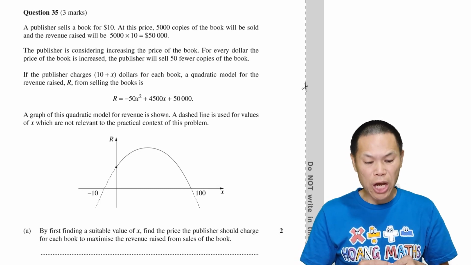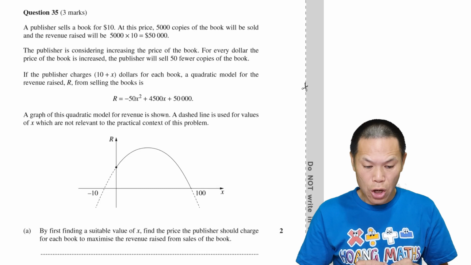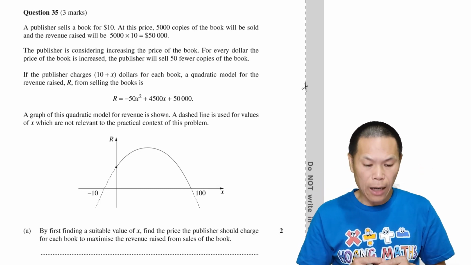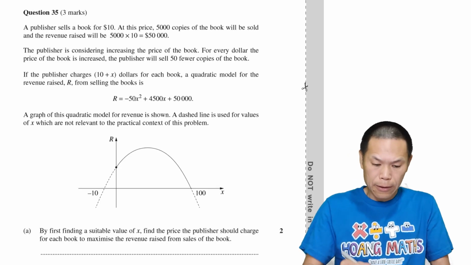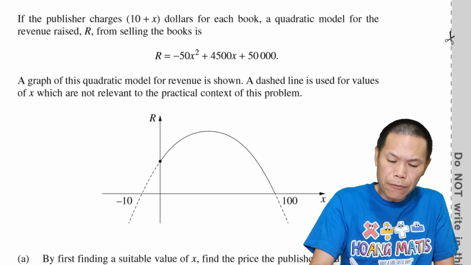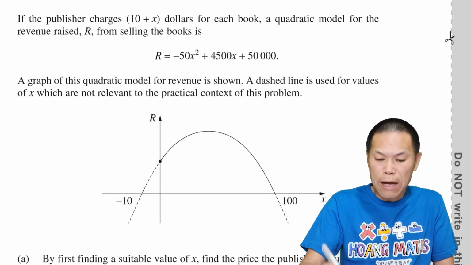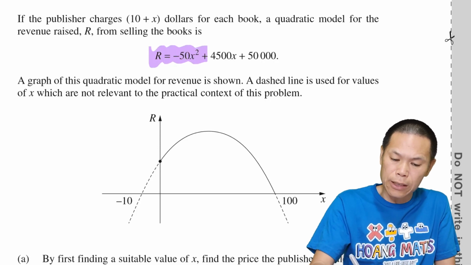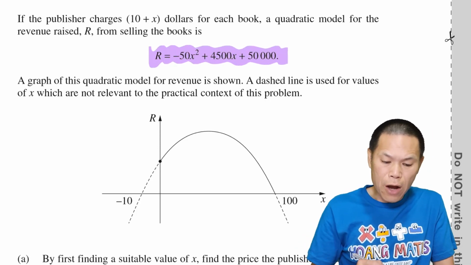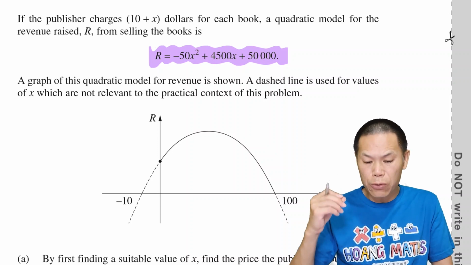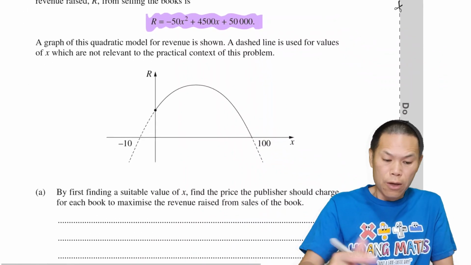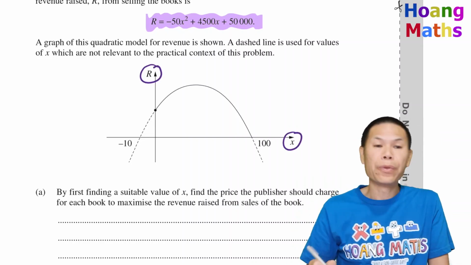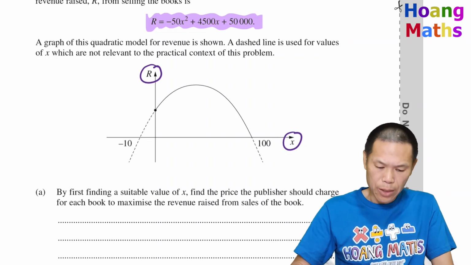If the publisher charges 10 plus x dollars for each book, a quadratic model for the revenue R from selling the book is negative 50x squared plus 4,500x plus 50,000. Okay, so don't forget, this is the revenue. The graph of this quadratic model for revenue is shown. So first of all, we know that x is the price increase of the book and R is the revenue. So keep that in mind.